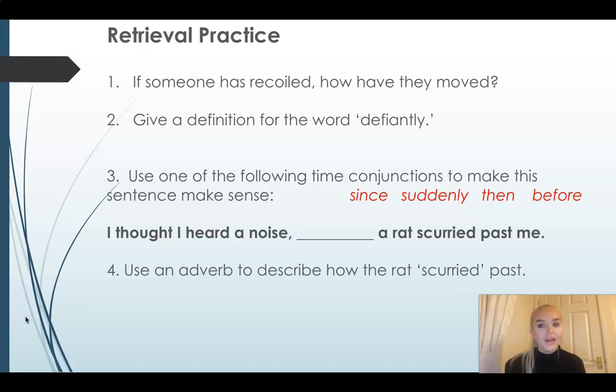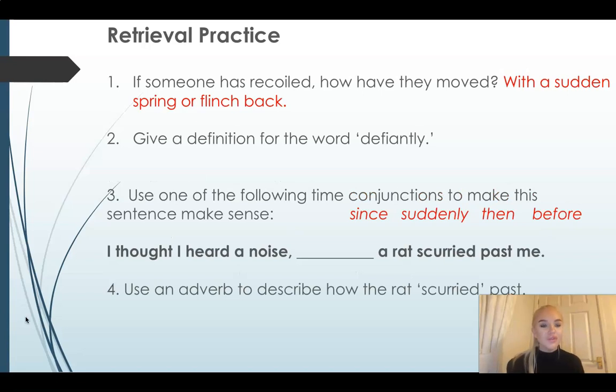Okay, number 1. Questions number 1 and 2 are based on our reading activities from last week. If someone has recoiled, how have they moved? Do you remember? That's right. If someone recoils, they suddenly spring or flinch back. So for example, if I saw a spider, I might have recoiled backwards because it made me a bit frightened.